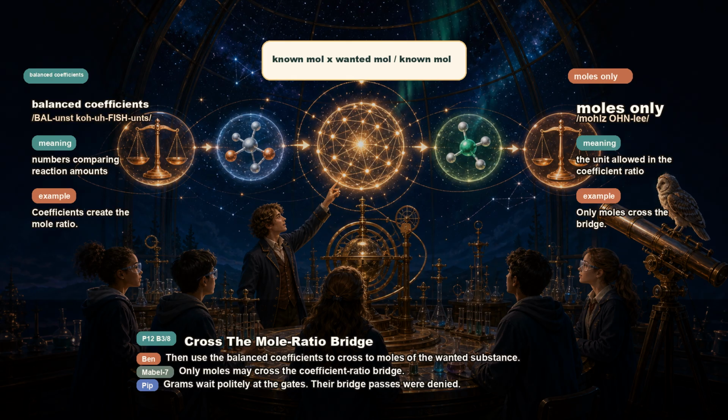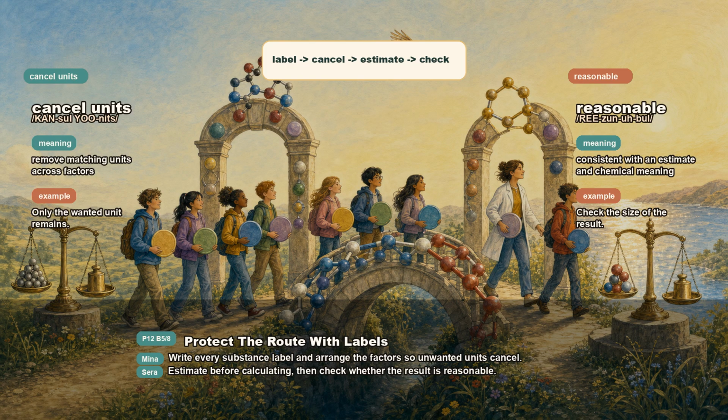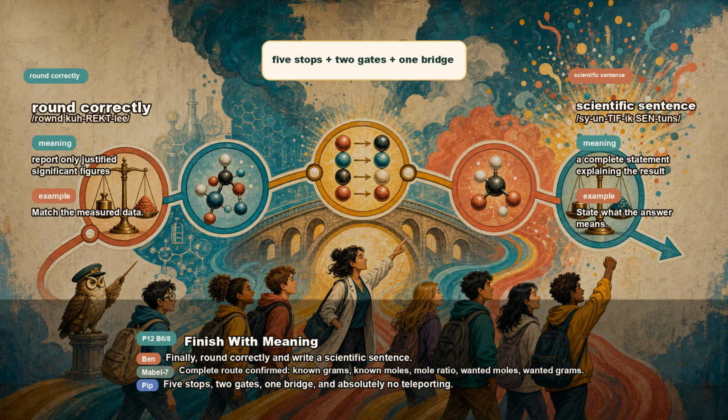Use the wanted substance's molar mass to finish in wanted grams. Write every substance label and arrange the factors so unwanted units cancel. Estimate before calculating, then check whether the result is reasonable. Finally, round correctly and write a scientific sentence. Complete route confirmed. Known grams, known moles, mole ratio, wanted moles, wanted grams. 5 stops, 2 gates, 1 bridge, and absolutely no teleporting.